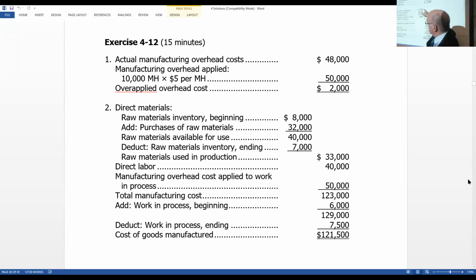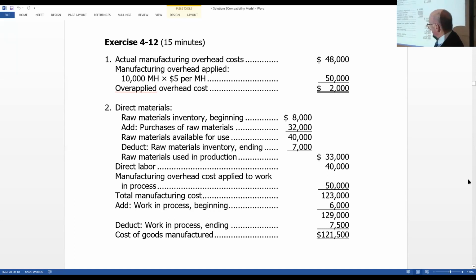So you have the beginning balance of raw materials, then that increases whenever you purchase raw materials, so you add 32,000 to that, and then you subtract whatever the ending balance is. The difference between the 40,000 and the ending balance must have been the amount you transferred to the next stage of production. When it's no longer raw materials, the next stage of production is work in progress or work in process, depending on the textbook. And so that 33,000 would be transferred there. Raw materials used in production, that goes into work in process.